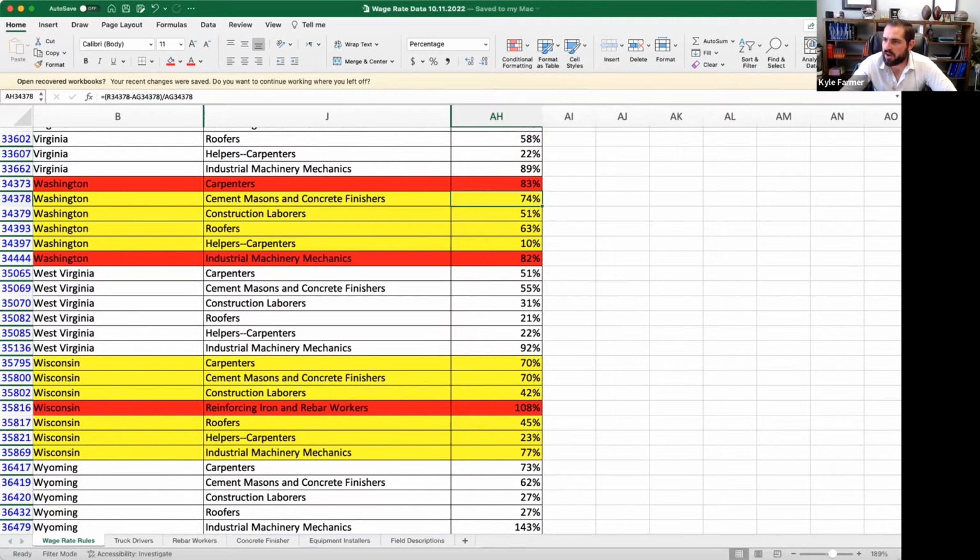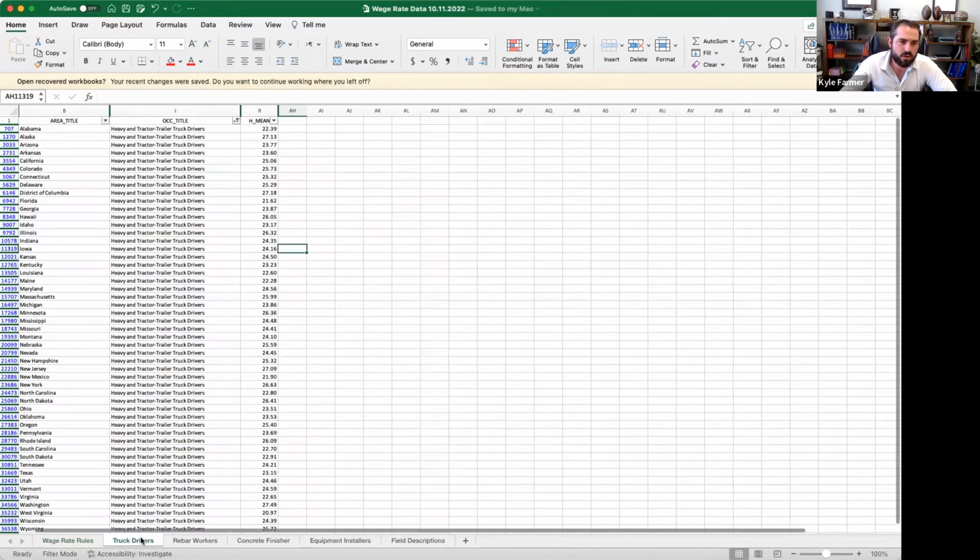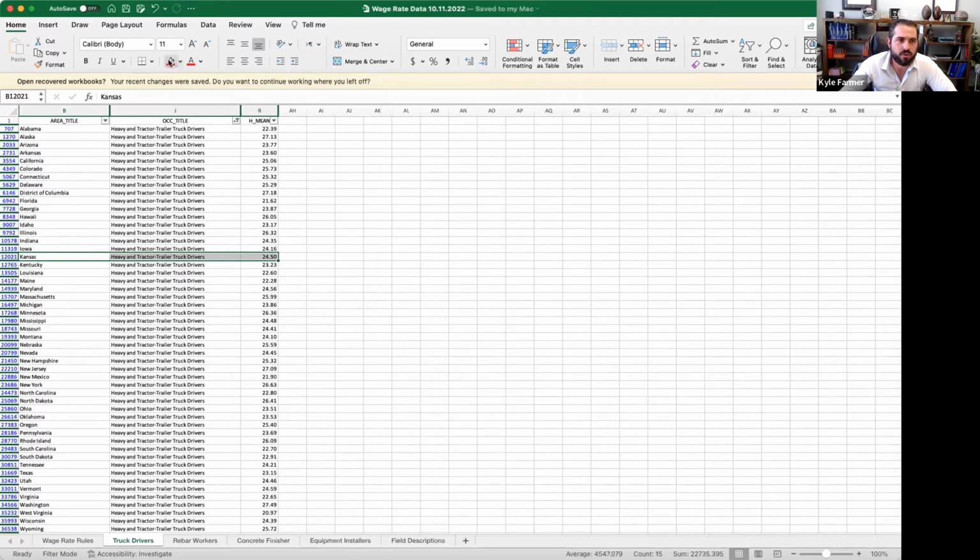Can we see truck drivers in agriculture in Kansas? Happy to. Here's the truck driver occupation. In Kansas, the wage rate goes up to right there, $24.50 an hour.